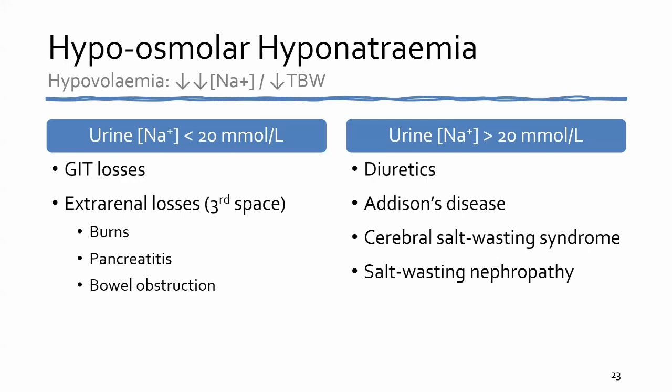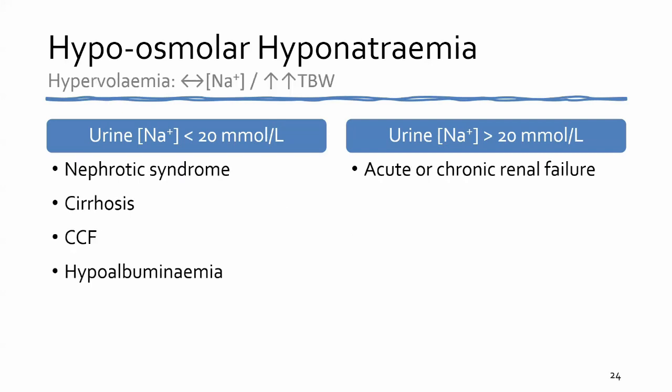Then we have hypovolemic patients with a raised urine sodium. These can be caused by diuretics, Addison's disease, or cerebral salt wasting syndrome. This is a hypovolemic hyponatremia in the setting of a CNS disease like TBI or a space-occupying lesion. So the patient is hypovolemic, but they still have concentrated urine. Then we have something called salt wasting nephropathy, also a hypovolemic hyponatremia, in this case with natriuresis, and it's caused by conditions like congenital adrenal hyperplasia or steroid withdrawal or renal tubular injury and so on.